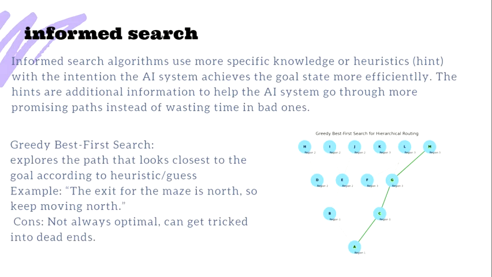Informed search. Informed search algorithms use more specific knowledge or heuristics with the intention that the AI system achieves the goal state more efficiently. The hints are additional information to help the AI system go through more promising paths instead of wasting time in bad ones. First, one of the informed search algorithms is greedy best first search. It explores the path that looks closest to the goal according to the heuristic or guess. For example, the exit for the maze is north, so keep moving north. Cons: not always optimal, can get tricked into dead ends.